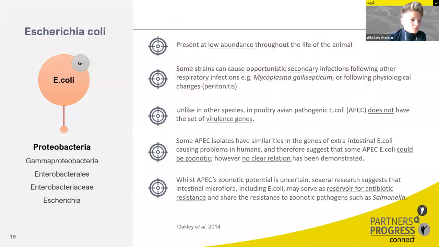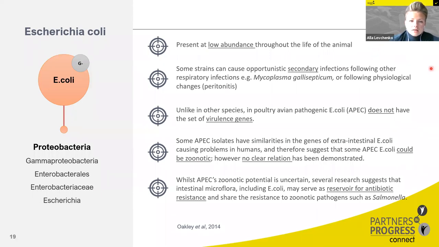We will look into more details into two of the four organisms in the overview. We start with the E. coli. So E. coli belongs to the proteobacteria. It's the gamma proteobacteria, and it belongs to the family of Escherichia. It's typically present at the low abundance throughout the life of the animal.